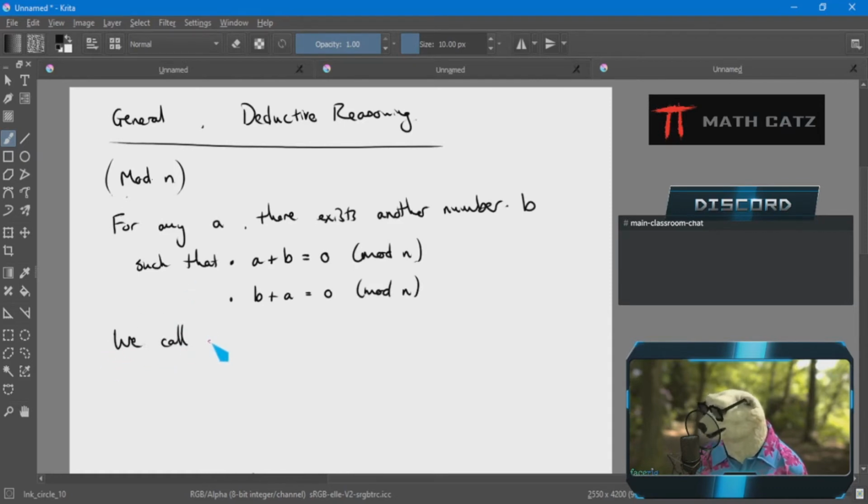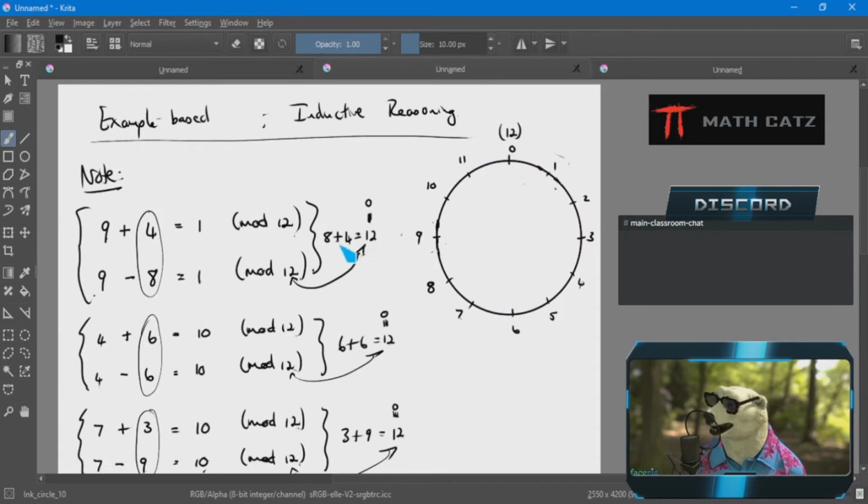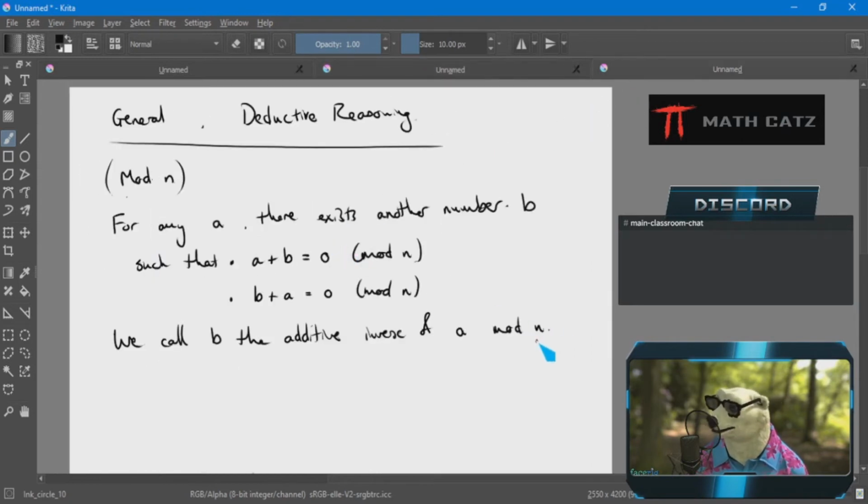So let's give it a name. We call b, this other number, the additive inverse of a. And of course we have to say the circle size, because if I take a different circle, then 8 plus 4 is not going to be 0 anymore. If I take a smaller circle, then everything changes. The connection between numbers changes, everything changes. So I do have to specify what circle I am on.